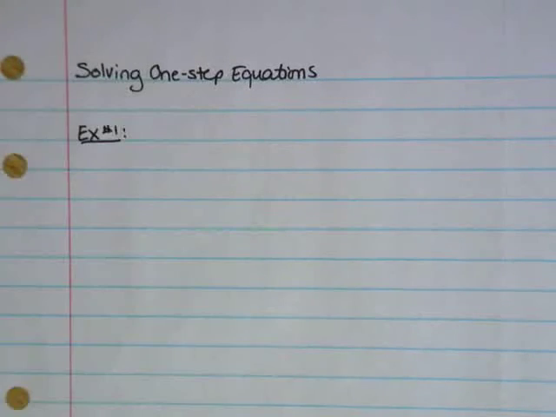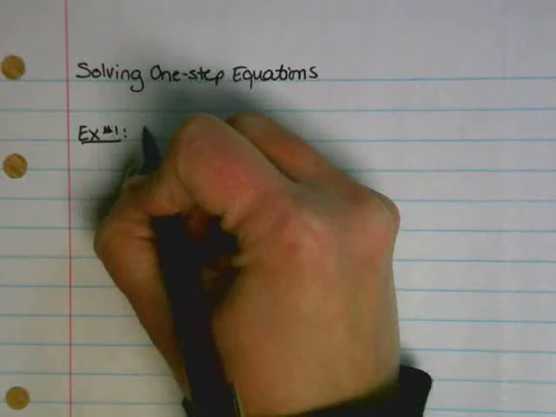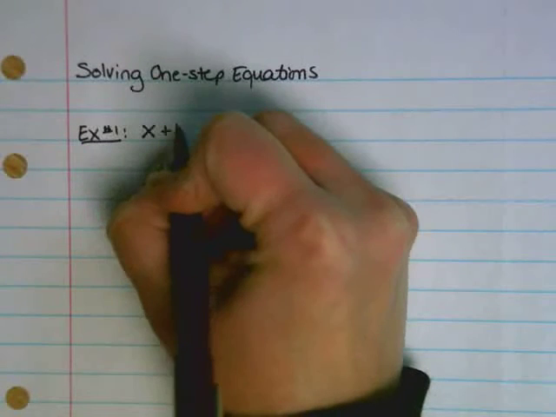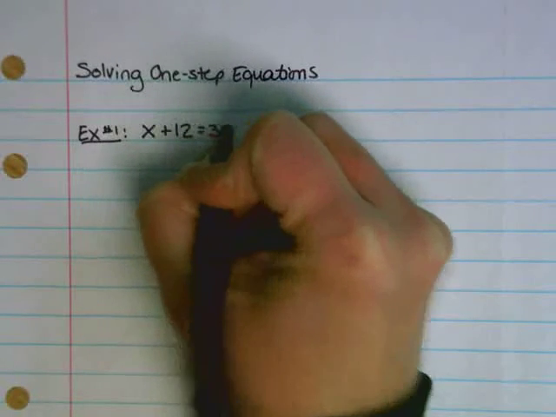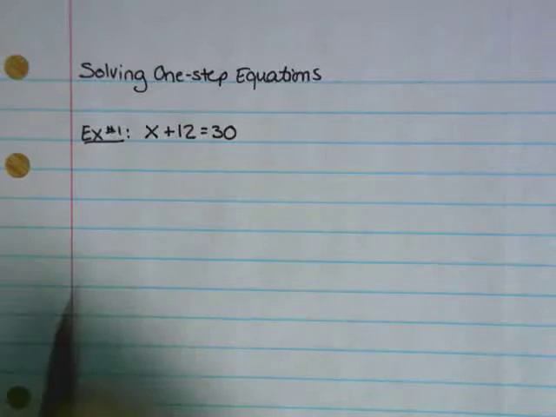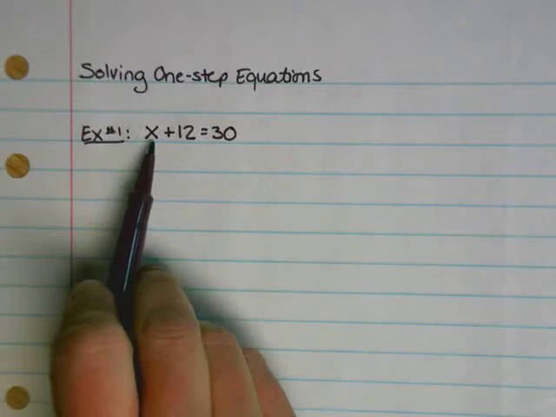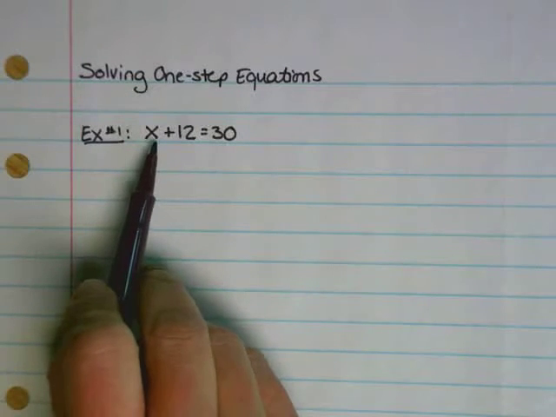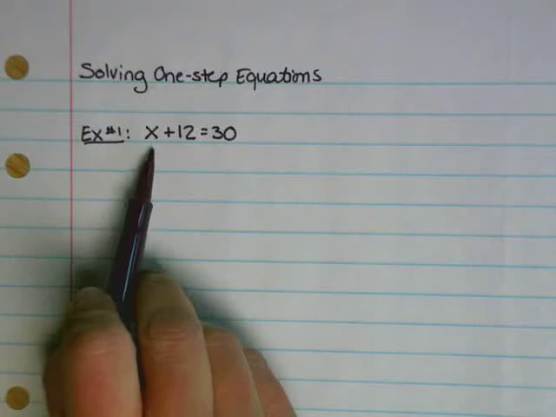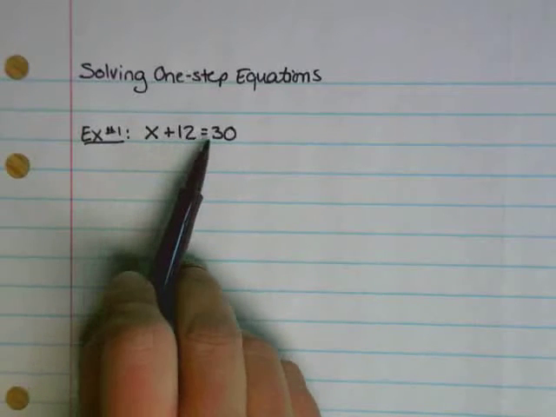Let's do example number one, and let's look at an equation that looks something like this. How about x plus 12 equals 30? To solve this, it means we're trying to figure out what that x must stand for, what the variable must stand for. Now, in your head, I hope you can figure out what plus 12 equals 30.